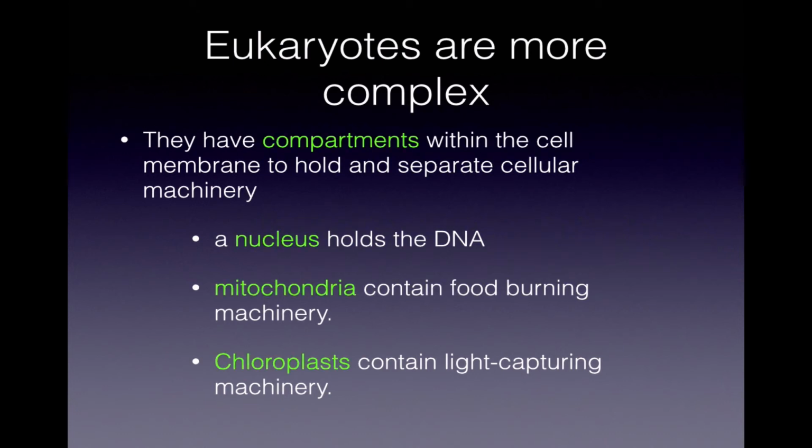They are the nucleus, whose job is to hold and protect the DNA; the mitochondria, which contain all the enzymes, or all the cellular machinery, so to speak, that are used to do metabolism to get energy out of food; and then there are the chloroplast compartments, which contain all the cellular machinery, or all the enzymes, needed to do photosynthesis. So eukaryotes are more complex because they have these compartments.